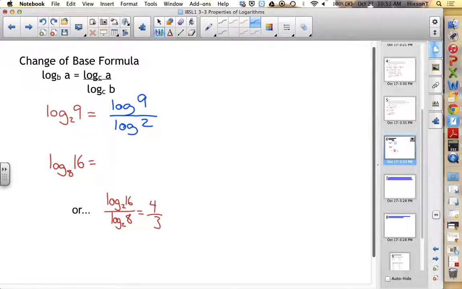So we can punch that into our calculators. It'll give us an answer. 2 to what power is 9? Well, I know 2 cubed is 8, so I should get 3 point something, right? So what do I get? 3 point what? 17? Okay. 3.17.